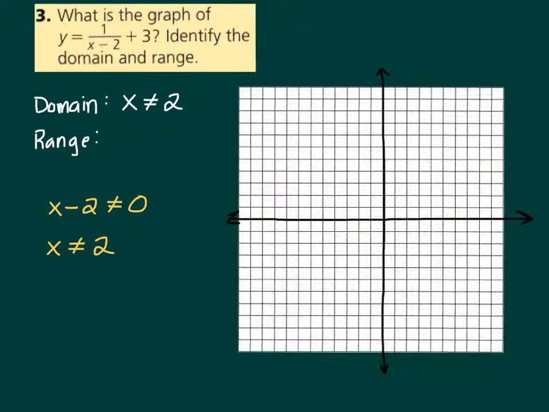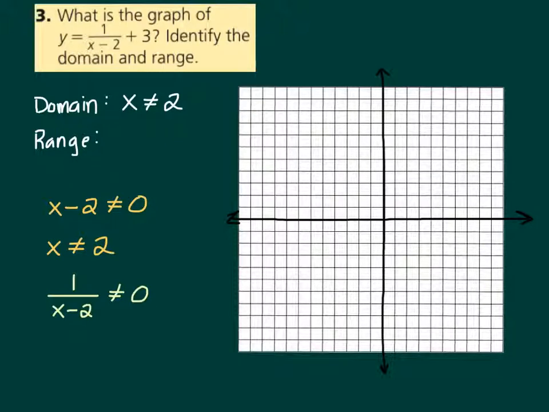For range, the idea is that the fraction 1 over x minus 2 will not be 0, ever. It is impossible to make that fraction 0. You can get really, really close, but you cannot get all the way to 0. So close that it's almost indistinguishable, but only almost, right? 0.000000000000001 is really close to 0, right? But it's not equal to 0.